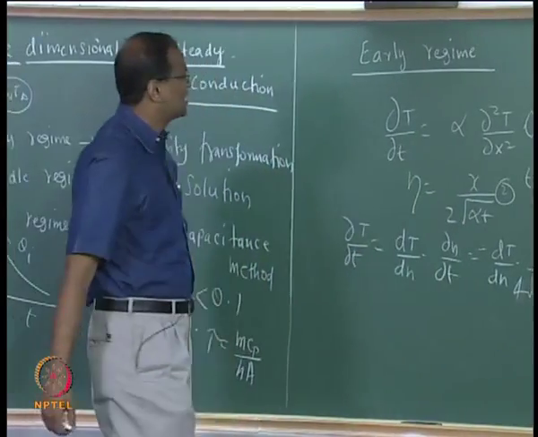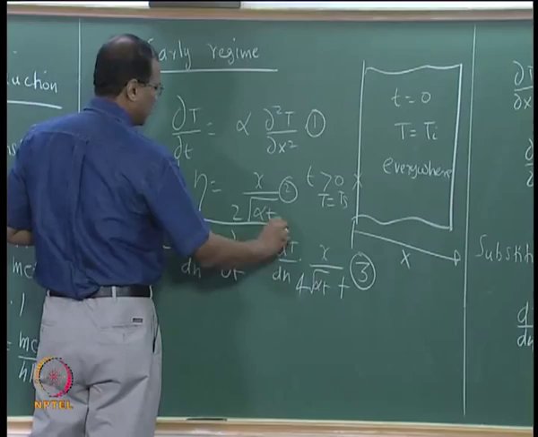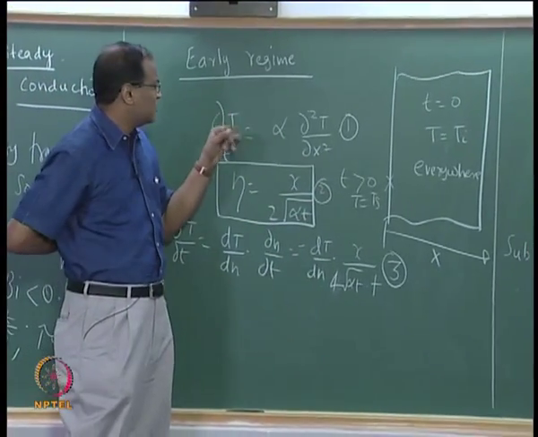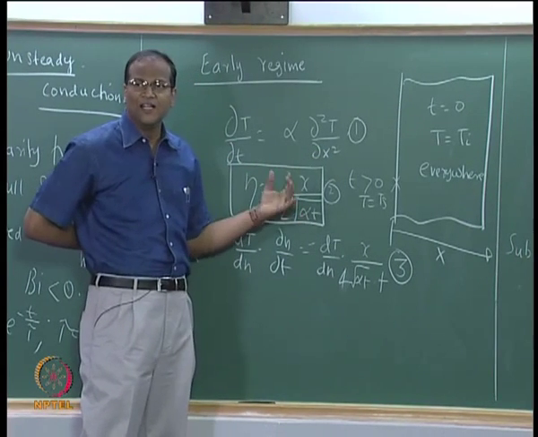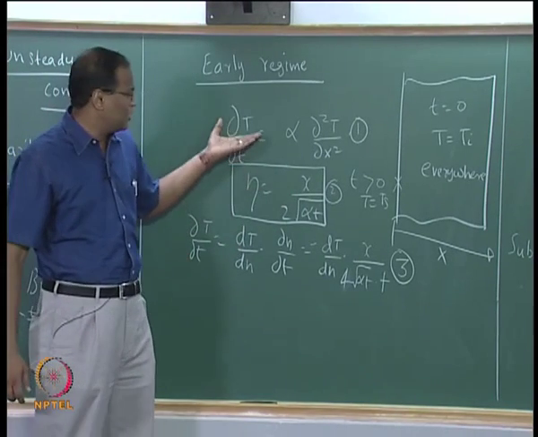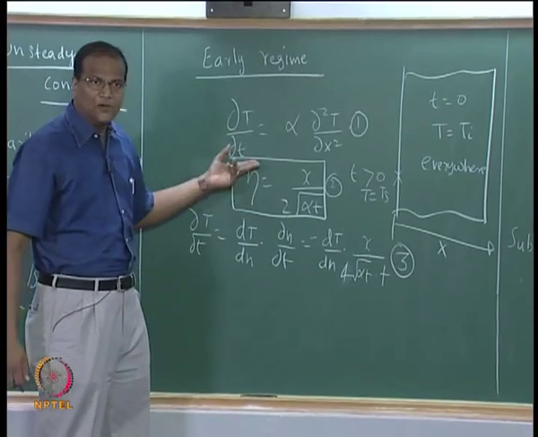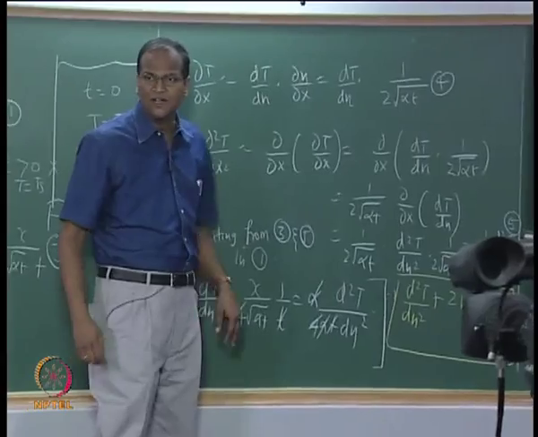Now in yesterday's class we looked at this early regime where we introduced a similarity variable called eta. Eta is x by 2 root alpha t. Temperature is a function of both x and t. Therefore if you introduce x by 2 root alpha t, it is an intelligent choice of 2 variables combined in such a way that when you use the similarity transformation, automatically the PDE is converted into an ODE.